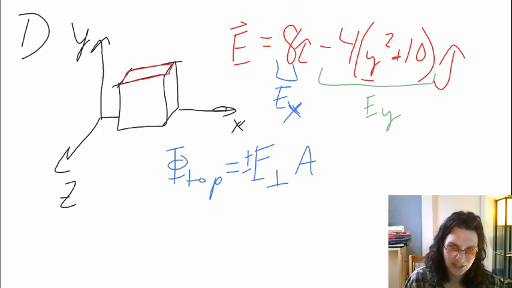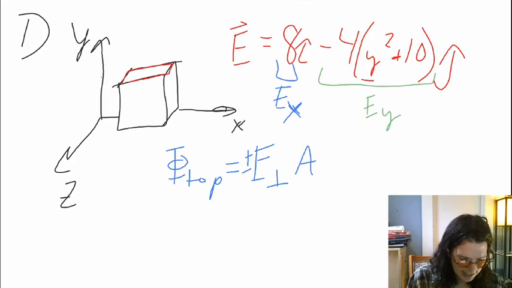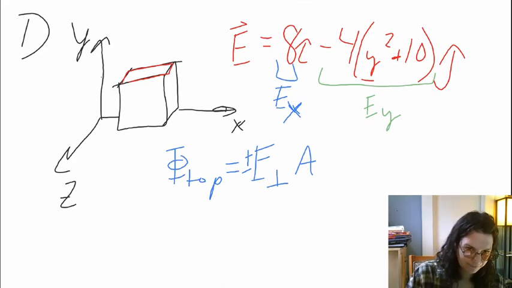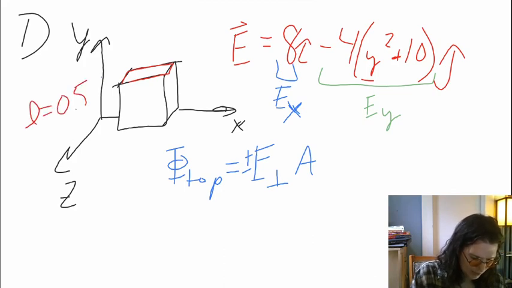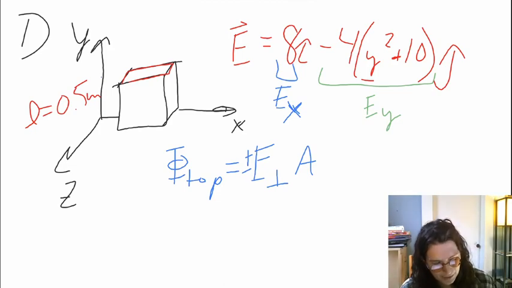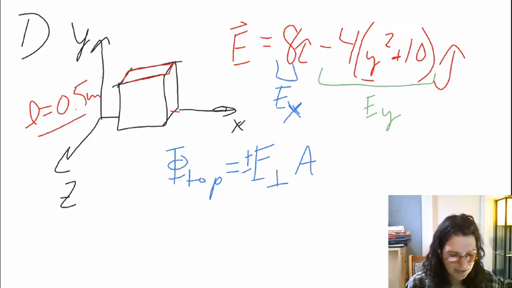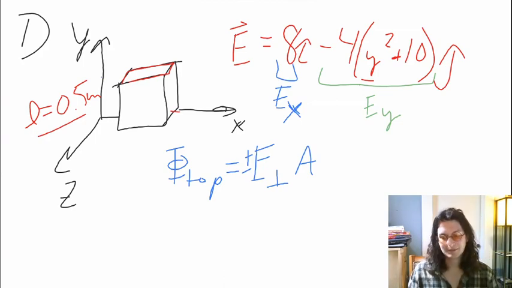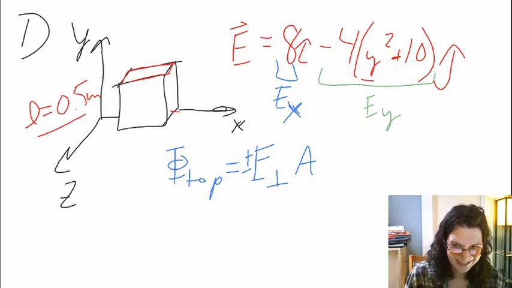And they tell me that my cube has a side length of 0.5. So the edge length that we're going to be using, I'll just call it little l, is 0.5 meters. All right, so if the bottom of the cube is at y equals 0, then the top of the cube is one edge length away, so it's at 0.5 meters. I just need to plug in that 0.5 for y, because that is the y coordinate of the top face, and that will allow me to calculate the electric field at the top face.